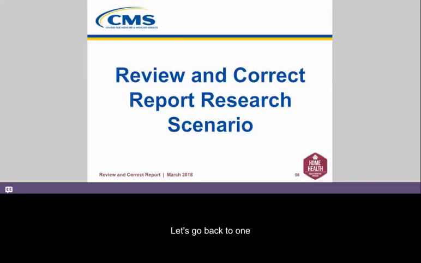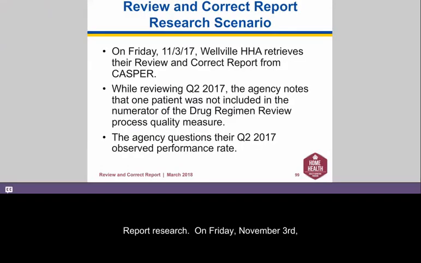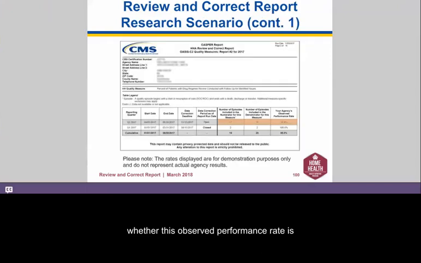Let's go back to one more scenario for a review and correct report research. On Friday, November 3rd, Wellville Agency retrieves their review and correct report from CASPER. While reviewing Q2 2017, the agency notes that one patient was not included in the numerator for the drug regimen review quality measure. The agency questions whether this observed performance rate is correct. You can see on your screen the report that we looked at earlier, and you can see the difference between the numerator and the denominator.